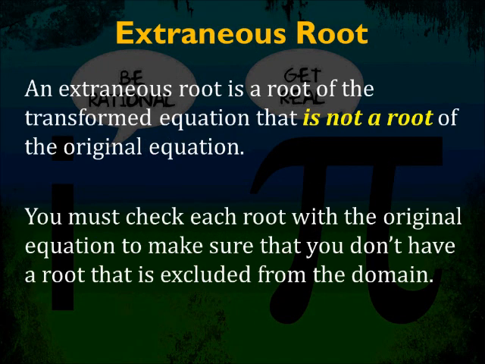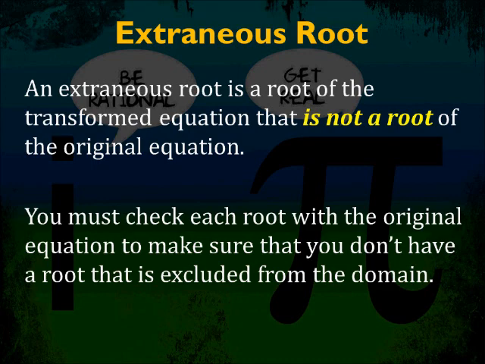An extraneous root is a root of the transformed equation that's not a root of the original equation. So you must check each root with the original equation to make sure that you don't have a root that's excluded from the domain. In other words, when you solve for x or whatever variable, you need to go back, look at your zeros, your roots, check them in the original equation to make sure it doesn't make a denominator 0. If it does, then you need to take that out of the solution set.